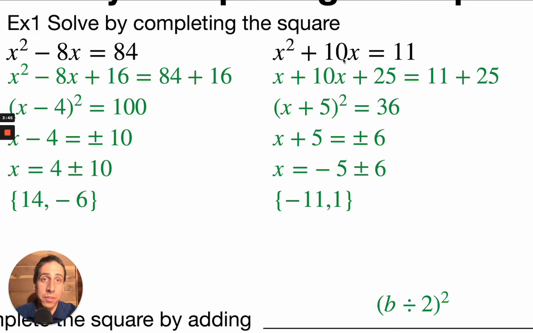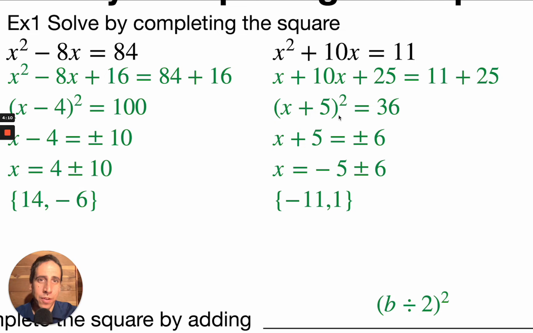Here, x squared plus 10x equals 11. This is not a perfect square trinomial, but you can make it one by adding 25 to both sides. How did I know 25? Well, I looked at that 10, I cut it in half, and I squared it, and I got 25. 10 cut in half is 5, squared is 25. Now that I've added 25 to both sides, it is a perfect square trinomial, and then we can solve this.